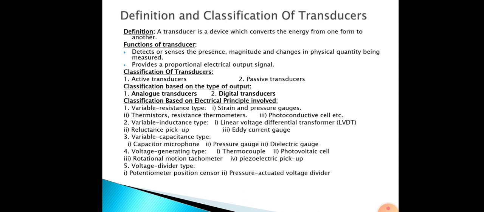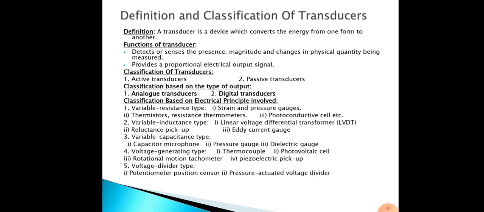The next one we will be seeing is the classification of transducers. We can classify them into two groups. First, the active transducer. Active transducers are known as self-generating type transducers. These transducers develop their own voltage or current. The energy required for production of an output signal is obtained from the physical phenomenon being measured. Examples for this are thermocouples, thermopiles, piezoelectric pickup, photovoltaic cells.